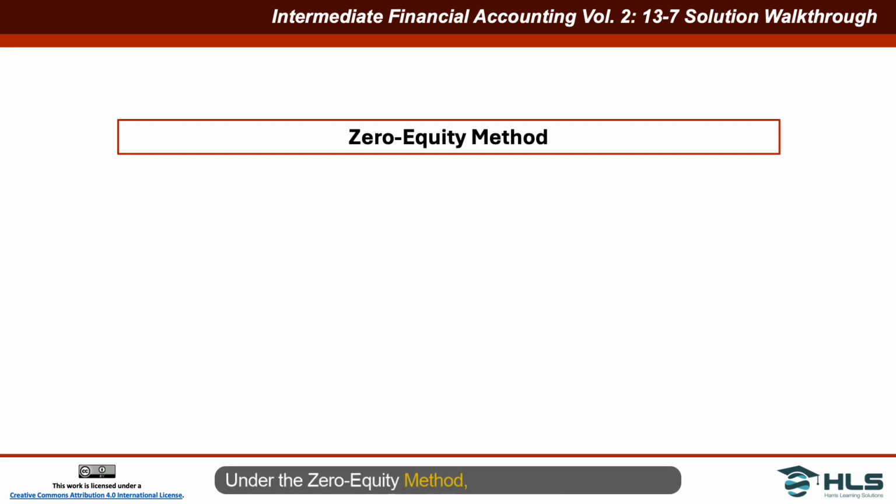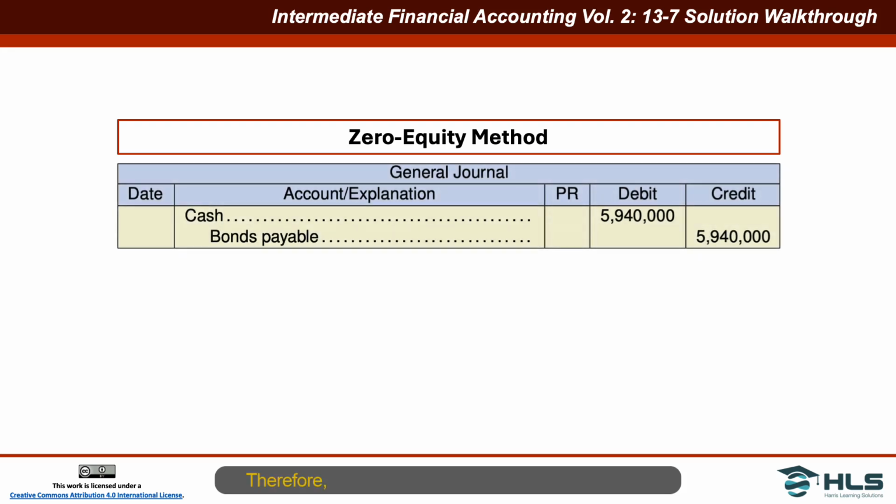Under the zero equity method, there is no amount that is allocated to the equity component. Therefore, the entire amount of the cash received is allocated all to the debt component. So the company will debit cash and credit bonds payable for $5,940,000. And that's it for this question.